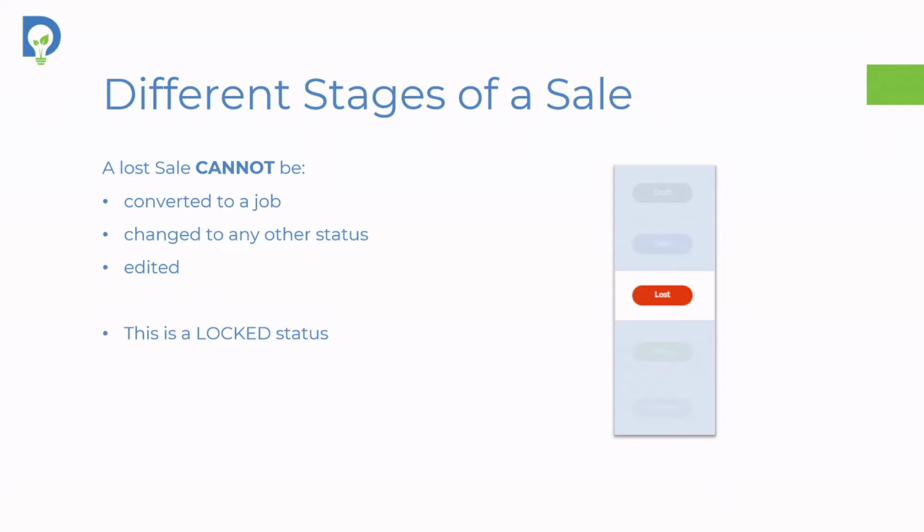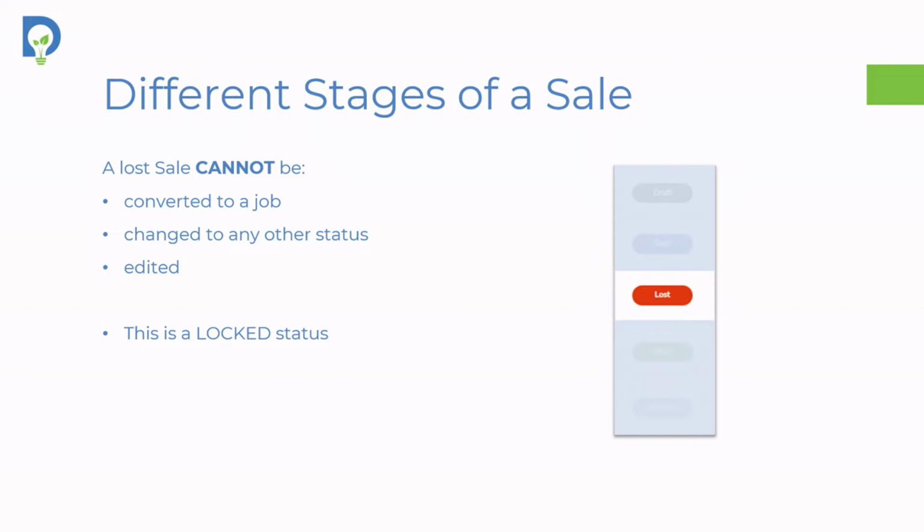Next down the list, we have lost. So lost lets you know as a user that this sale has ended. It's been lost. It was never converted. It's gone. So it cannot be converted into a job or an agreement. It cannot be changed to any other status. So once it has been lost, it is locked. And a lost sale cannot be edited in any way.